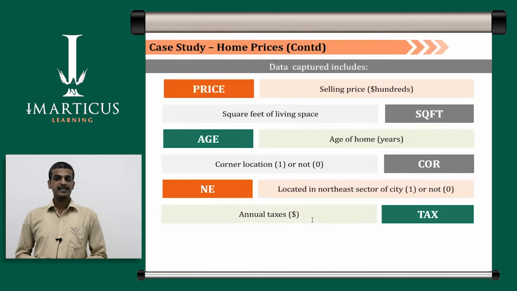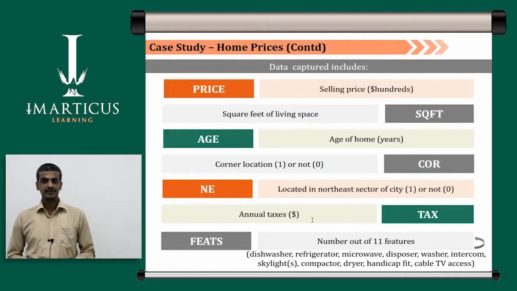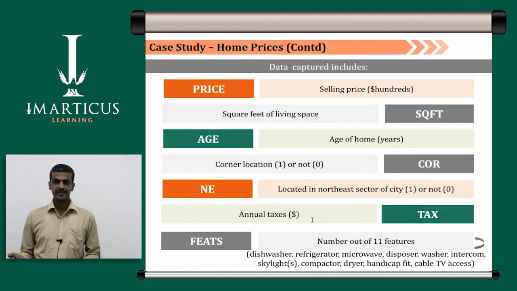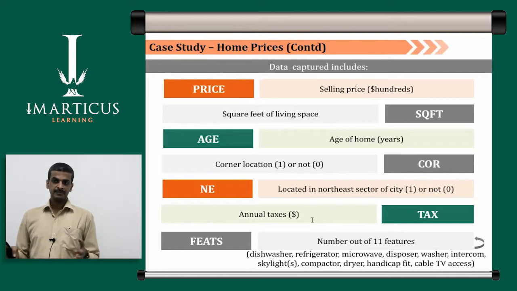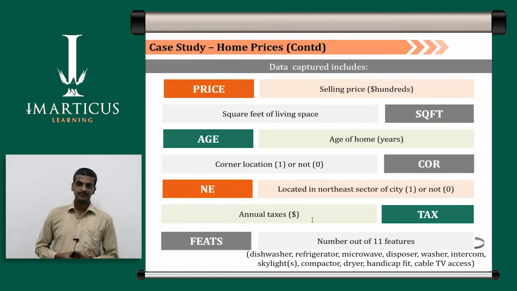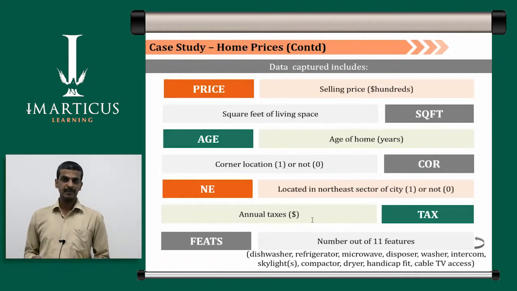Then comes the next variable called tax, where we can determine the annual taxes. The feats variable is the number out of 11 features, that is dishwasher, refrigerator, microwave, disposer, washer, intercom, skylights, compactor, dryer, all these facilities which are given, and the area where you are going to implement these facilities. So even this variable can be considered while deciding the home prices.